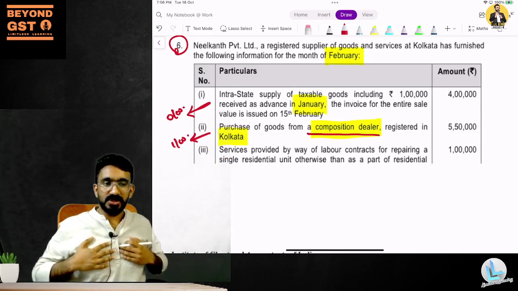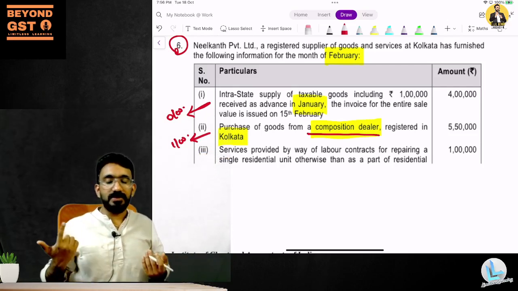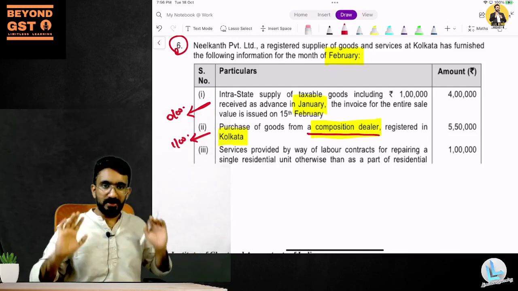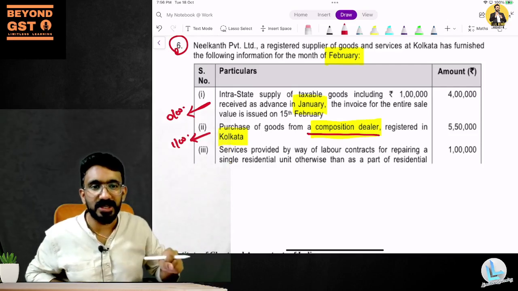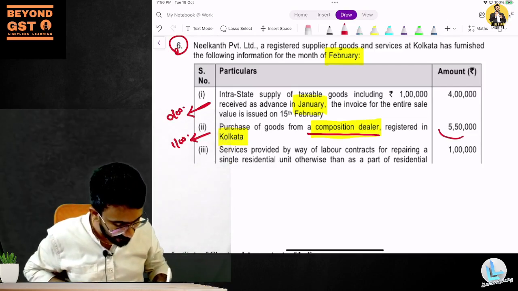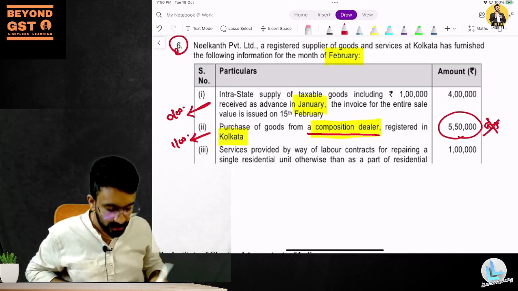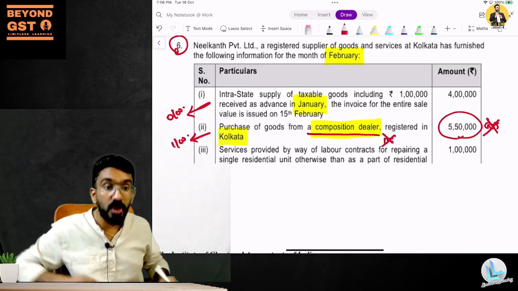So if I'm under the composition levy scheme, I will only pay 1%. That 1%, can I get it from my customer? No. Here I'm talking about the case where I am under the normal scheme. I got a 5,50,000 worth product from somebody under the composition levy scheme. Would I pay GST on this? No, he paid from his pocket. So can I take ITC? No. So don't add this to ITC.